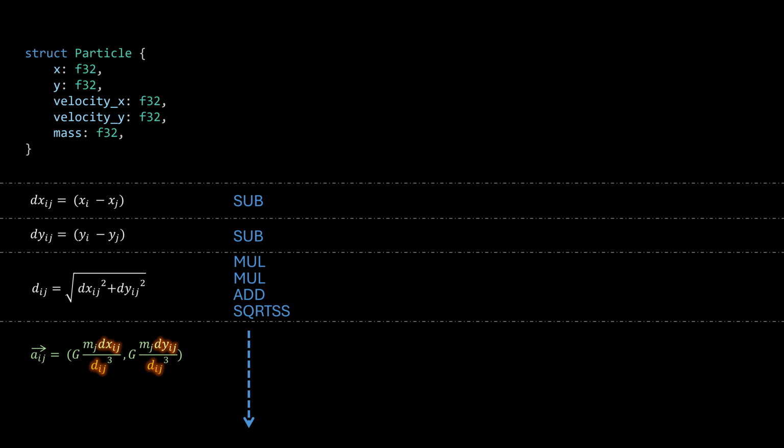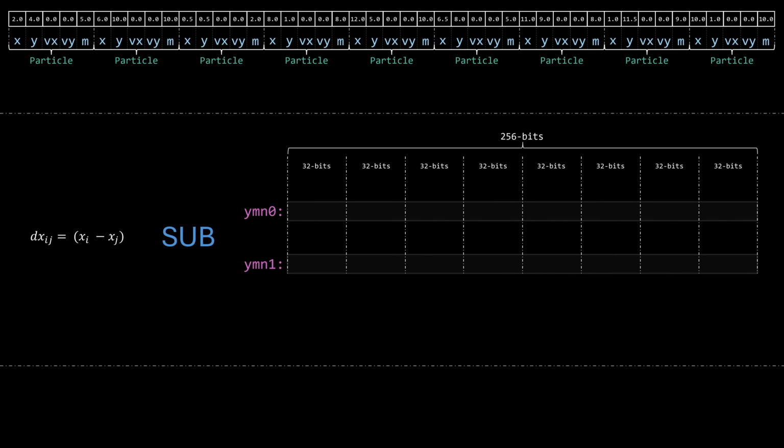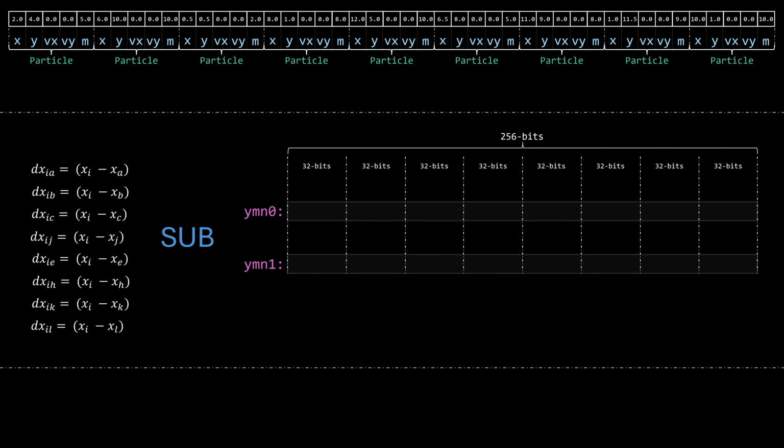And this is where SIMD becomes very interesting. I don't want to redesign my simulation, I just want to make it faster. Instead of calculating the horizontal distance between particle i and particle j, one particle at a time, what if we calculate the horizontal distance between i and several other particles simultaneously?